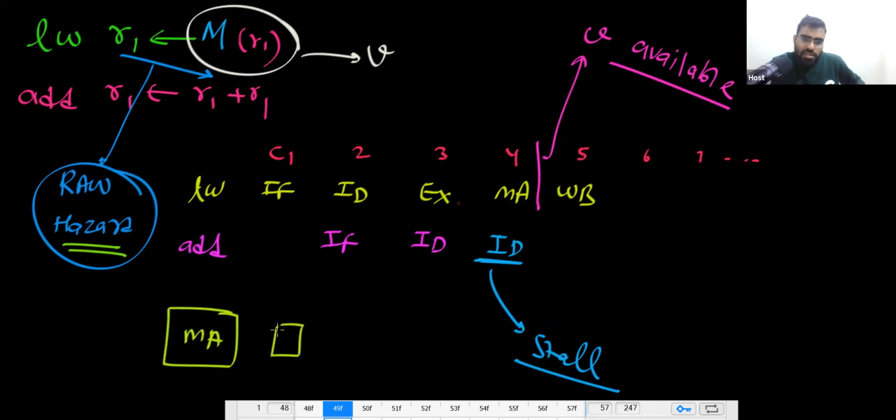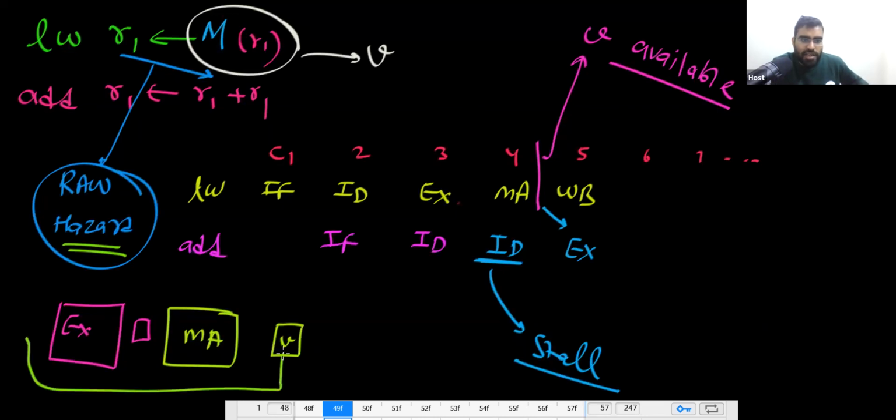And here the value is available, in this buffer. This is your execution phase. So tell me, if I want to do this, what should be the data path? The data path should be from here, the value will directly go to the execution stage. This will be your data path.